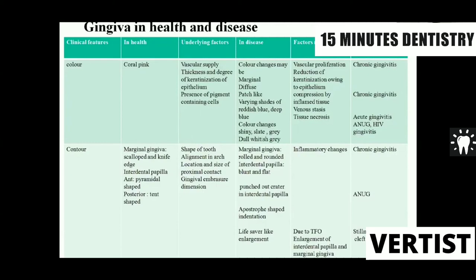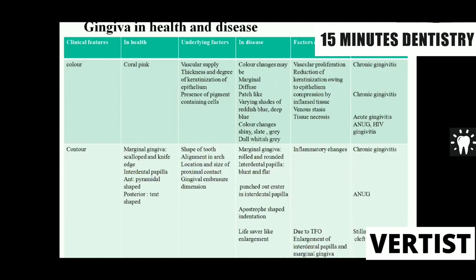Now, when there is a disease, chronic gingivitis, at that time the color changes to reddish blue or deep blue. Now, depending upon the site of the lesion, it can be either marginal or diffuse gingivitis. Now, these changes in the color of the gingiva are due to the vascular proliferation and reduction of keratinization owing to epithelial compression by the inflamed tissue due to the venous stasis. Now, in acute gingivitis, in ANUG or in HIV gingivitis, there is a tissue necrosis due to which the color changes from shiny slate gray to dull whitish blue.